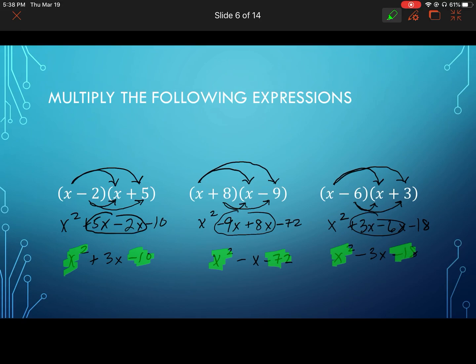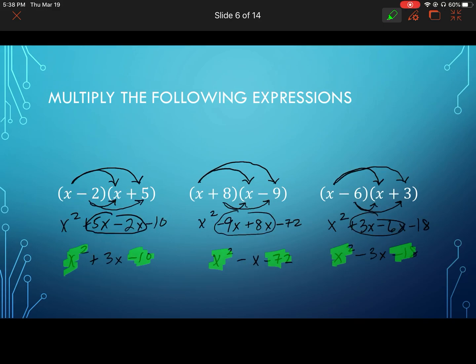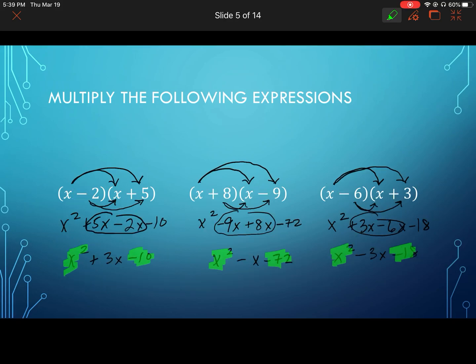So far, doing this makes some minor changes. They're not identical, right? If I look at the first slide, I've got positive 10, positive 72, positive 18. But here I have negative 10, negative 72, negative 18. And then obviously the middle terms are completely different, right? You got 7x, 17x, and 9x, but over here we've got 3x, negative 3x. So, do you spot the pattern yet?